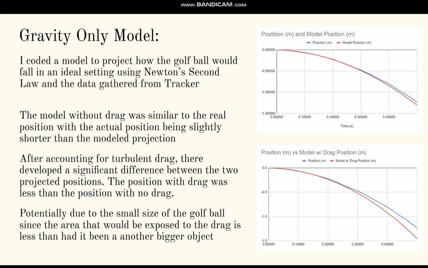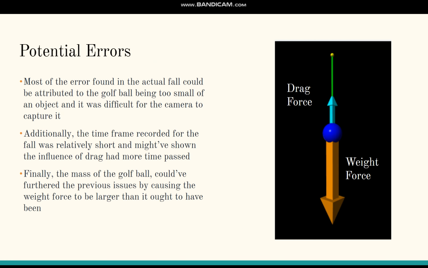The model without drag was similar to the real position, with the actual position being slightly shorter than the model projection. After accounting for the turbulent drag, there developed a significant difference between the two projected positions. The position with drag was less than the position with no drag. This is potentially due to the small size of the golf ball, since the area that would be exposed to the drag is less than it had been with another bigger object.